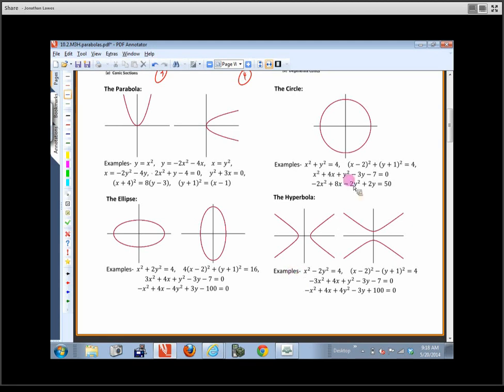Let's take a look at the examples for circles, ellipses, and hyperbolas. You'll notice that on each one of those, they have 2 squared variables. Both the x is squared and the y is squared. So in order to tell the difference between them, we've got to pick something other than their squared variables because they both have 2 squared variables. Does anybody see anything that's different about these? What do all of these have in common that makes them circles? What do all these have in common that would make them ellipses? And what do all these have in common that would make them hyperbolas?